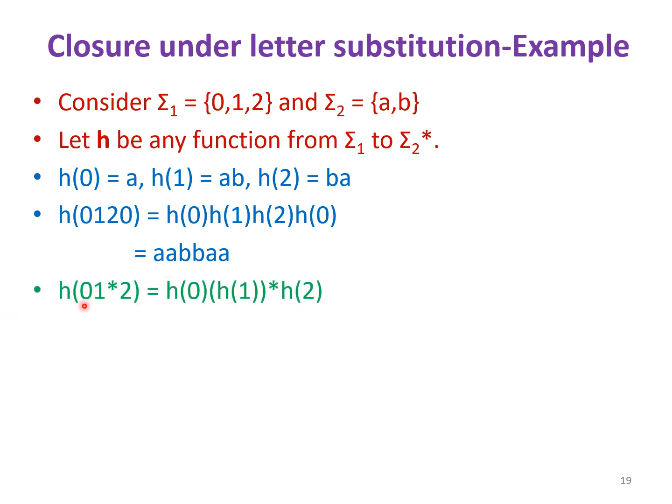H of (0 1 star 2) is equal to h of 0, h of 1 whole star, h of 2. That is equal to h of 0 is A, h of 1 is AB whole star, h of 2 is BA. So h of (0 1 star 2) is equal to A (AB) star BA.